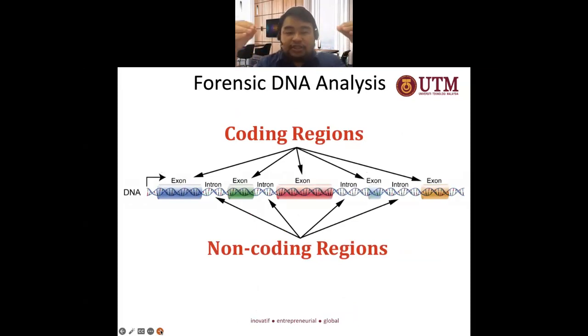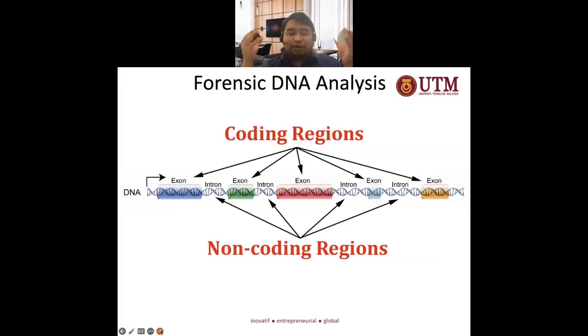Inside the DNA there are coding regions and non-coding regions. Coding regions we call exons. Non-coding regions we call introns. These exons correspond to your protein production. The intron, which is the non-coding region, is something you can use for identification purposes. This intron, we can also call a short tandem repeat. We will look at it after this.